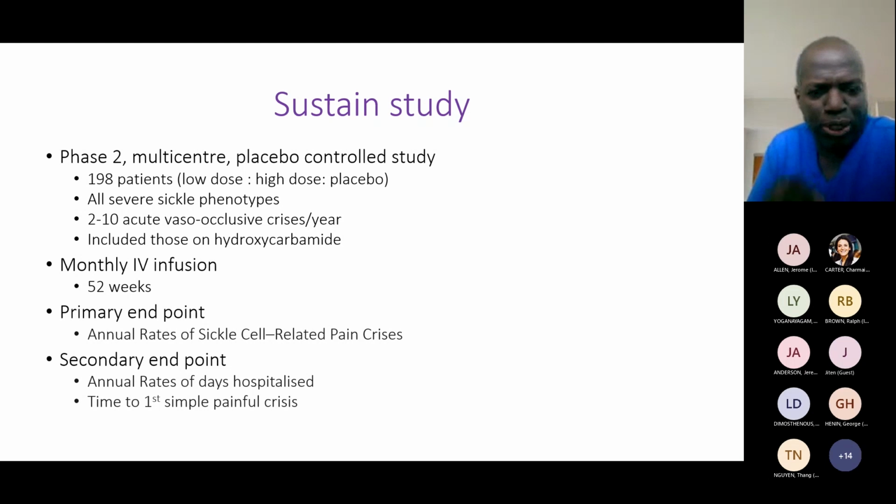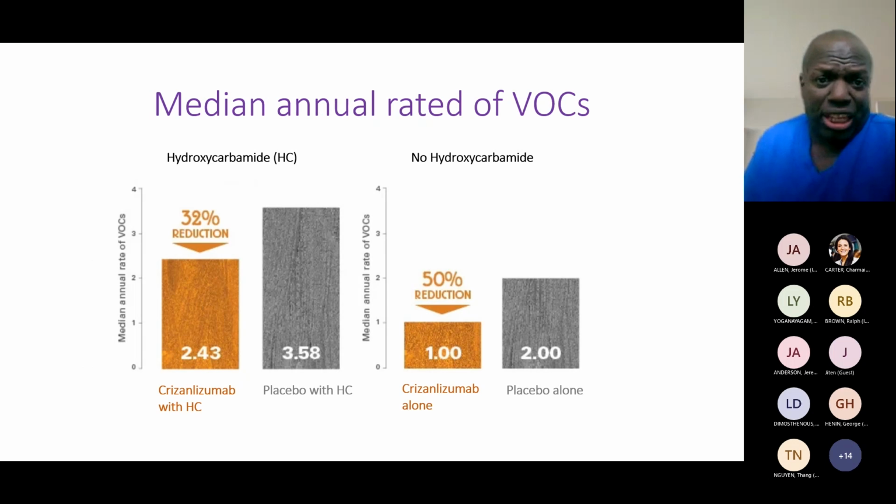Now, the main endpoint for this study was the incidence of painful crises, vaso-occlusion. They were given a monthly infusion of this drug, and probably the most important outcome slide is this one, in that hydroxycarbamide was allowed during the study, and those who were not on hydroxycarbamide had a 50% reduction in the number of crises they experienced. And not unsurprisingly, those who were already on a disease-modifying agent had a slightly reduced but not insignificant impact with this particular therapy.